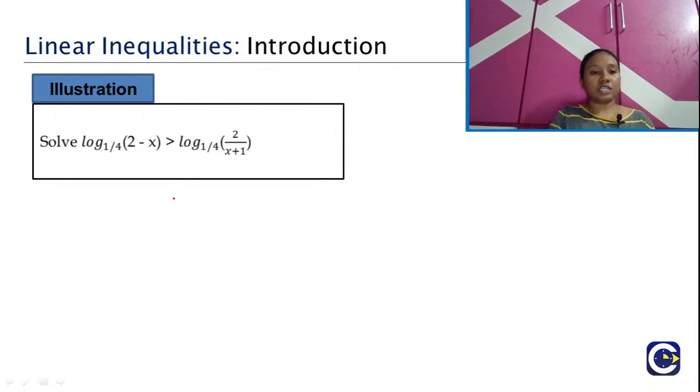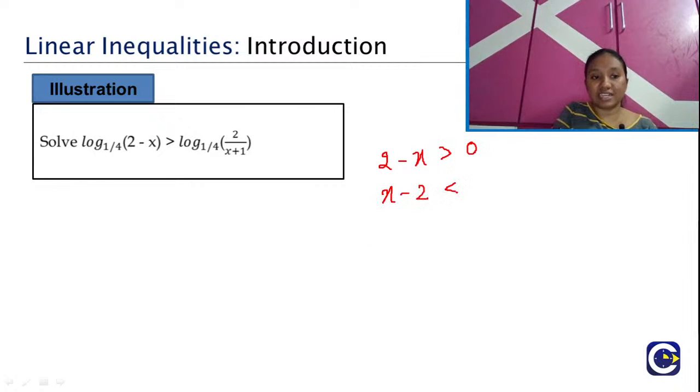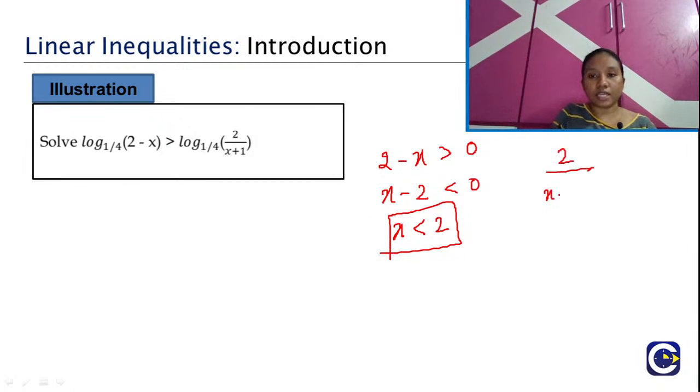So see here, guys, what is the expression which is given here? So whatever the logarithmic expressions, the inside expression should always be greater than 0. So we'll be starting with 2 minus x should be greater than 0, then it will be x minus 2 less than 0 and x should be less than 2. So one condition. And what about the other? 2 by x plus 1 should be greater than 0.